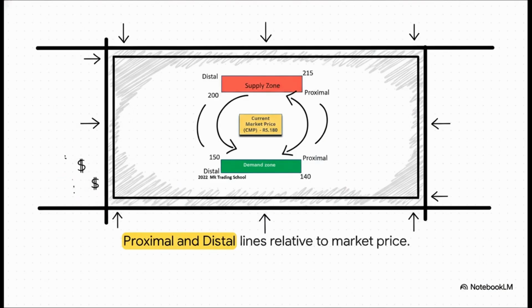Now, what's really interesting here is how this visualizes the safe entry buffers around the current market price. Look above, the supply zone awaits, with the proximal line acting like a ceiling you can short against. Down below, the demand zone's proximal line acts as a floor to buy from. It neatly puts all that chaotic price action into a tightly defined, manageable box.